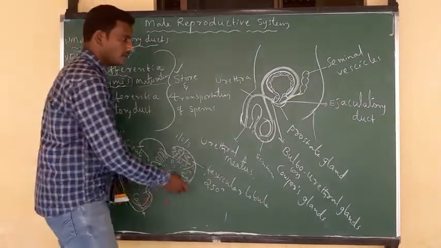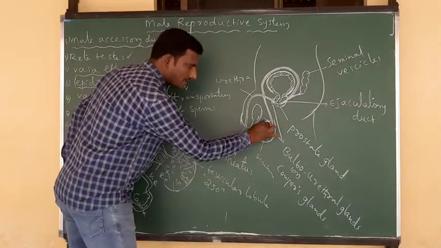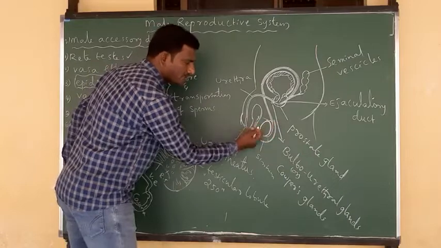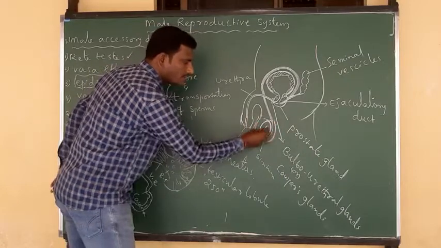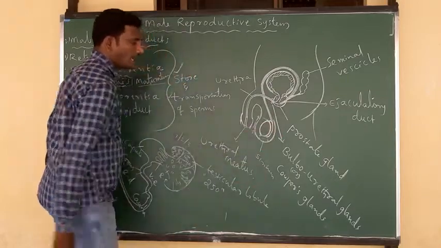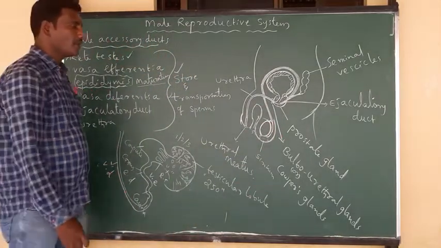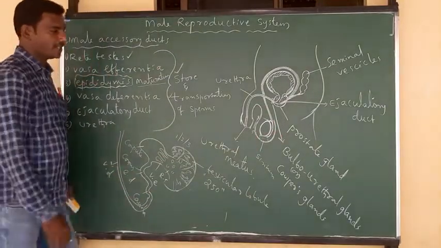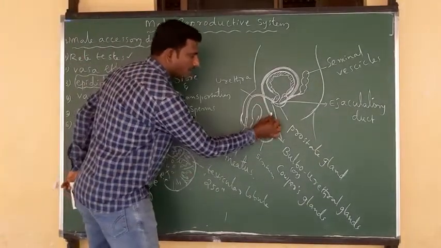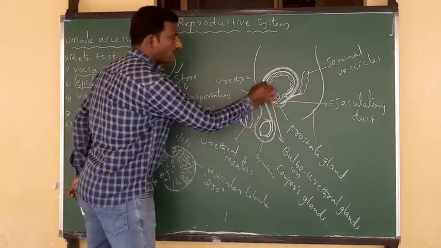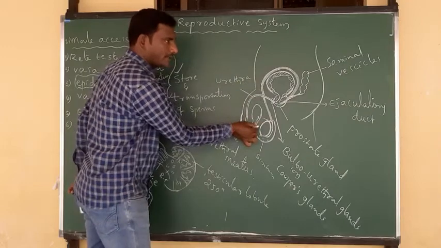See here the epididymis location. This is the testis. This is the anterior region and this is the posterior. Exactly the posterior region of the testis is the epididymis. Now this epididymis directly opens into the vas deferens. See, this is the vas deferens. This vas deferens enters the abdominal cavity from the scrotal cavity.